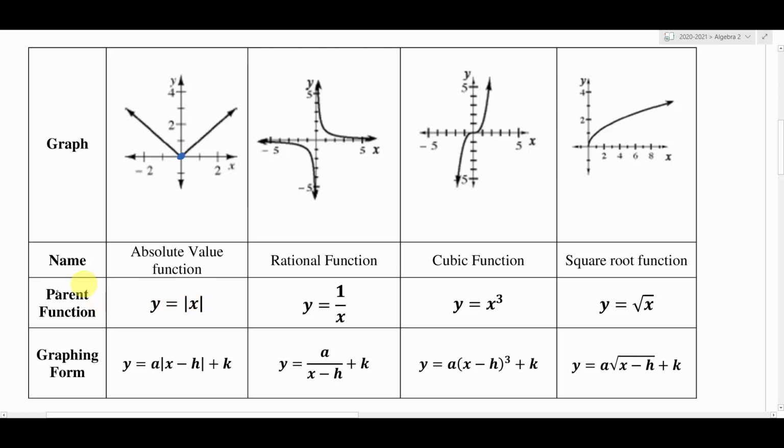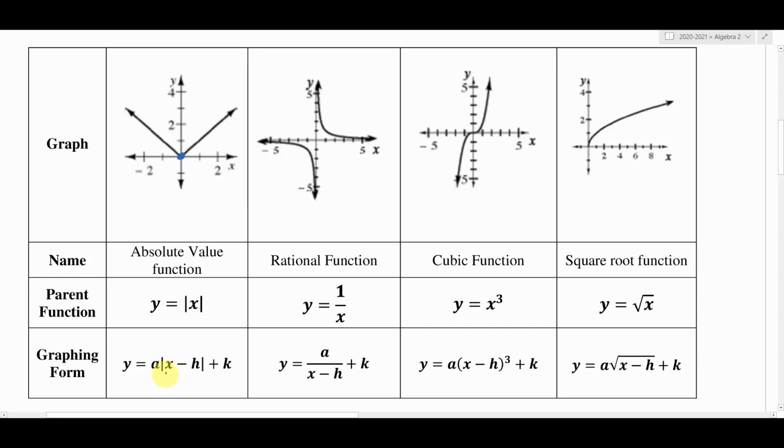Now this row called a parent function, what they're describing here is this graph that you see up here at the top. This is what an absolute value function looks like before I do anything to it. So before I do any horizontal shifting, vertical shifting, stretching, or reflecting, this is what the absolute value function looks like. It's the most basic form.